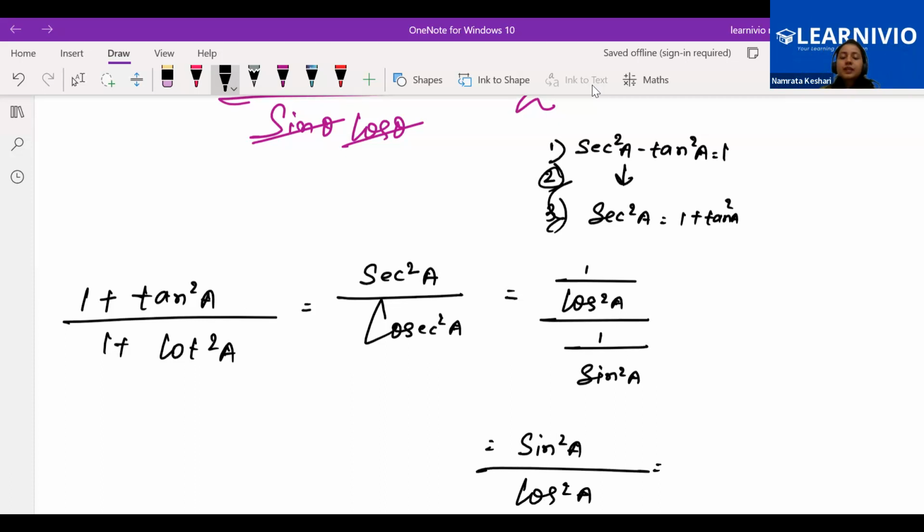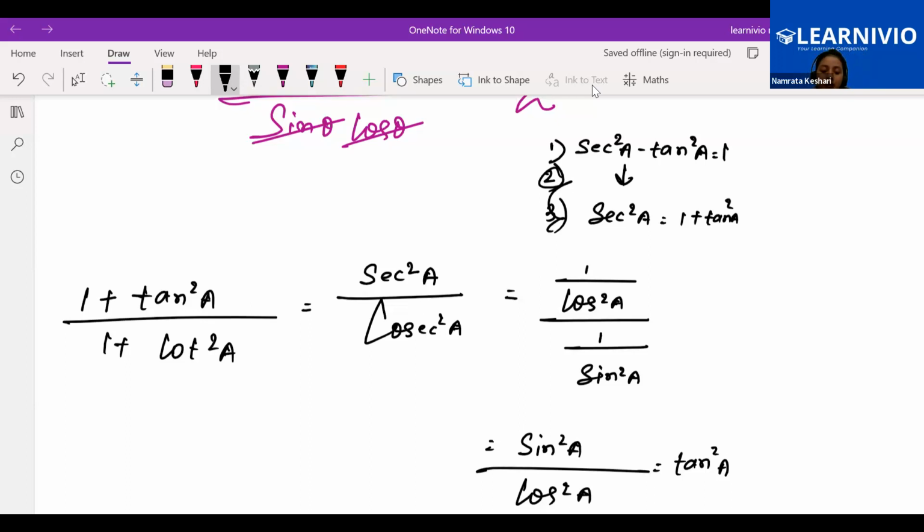That means can we say it is nothing but tan square A? Okay, so yeah, this is the answer. Let me see in these questions. No, we are also having the options.